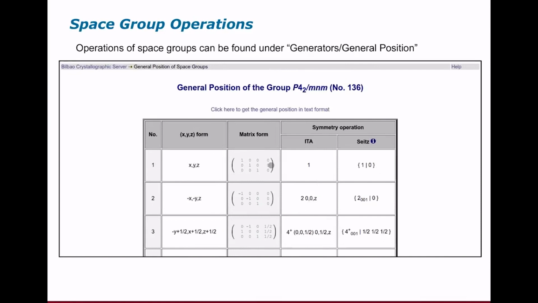So here is a matrix form. Here I have a twofold rotation around the z-axis, the 0, 0, 1 axis, which has this matrix representation and inverts the x and y coordinates of position, etc.